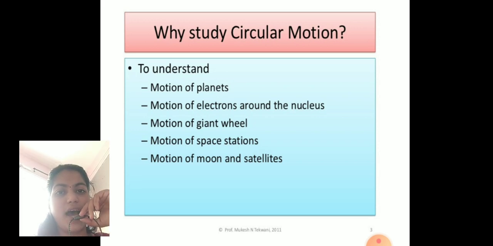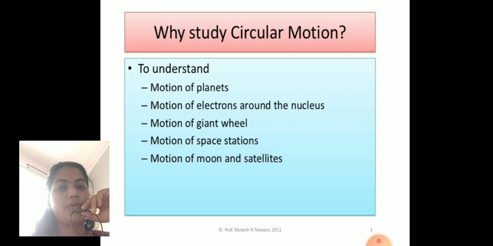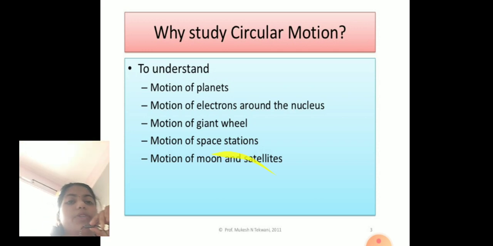All our wheels are moving in a circular motion. Motion of space stations: we find out about it using circular motion. Motion of the moon and satellites. The moon and satellites are also part of space science, and because of that, all our space activities are in circular motion, so we have to study circular motion, or what is circular motion.